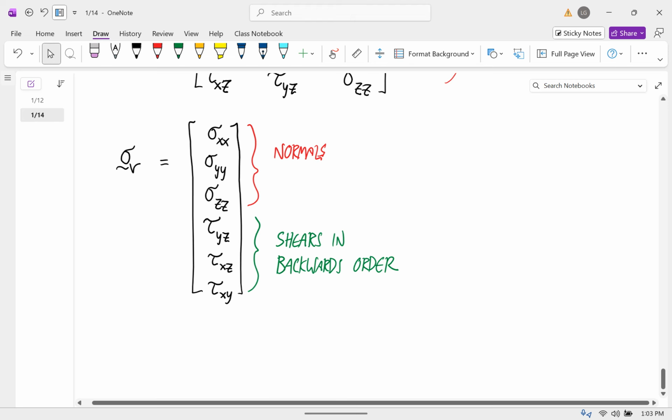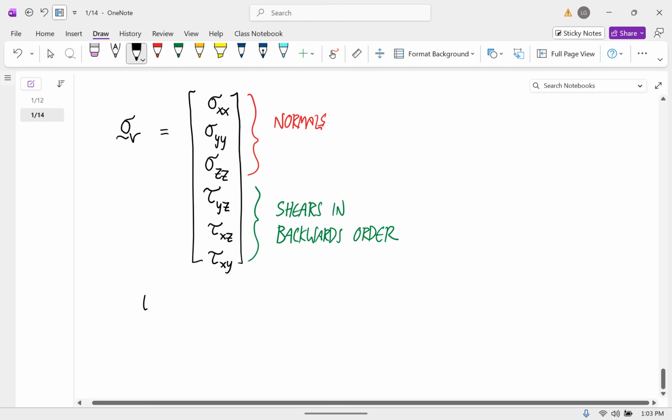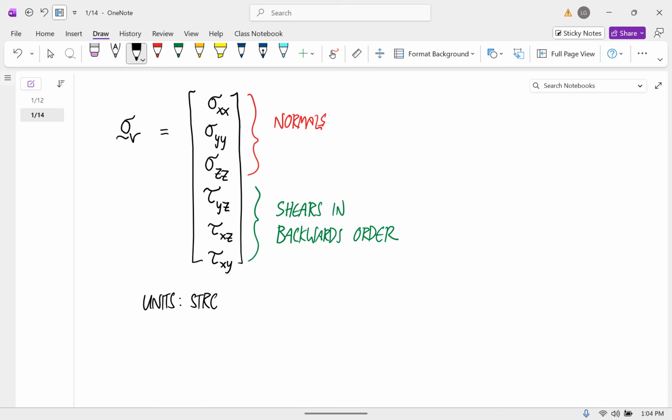Okay, let's talk about the units of the stress tensor. I said that these values are force per area. So that means that if we're using SI units, which is what I'm going to do almost all the time in this class, this is units of newtons per meter squared, which is pascals.